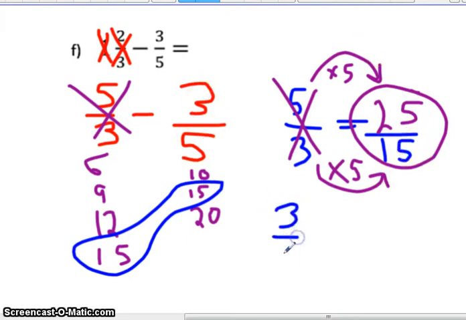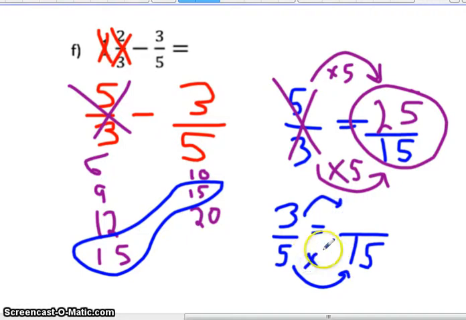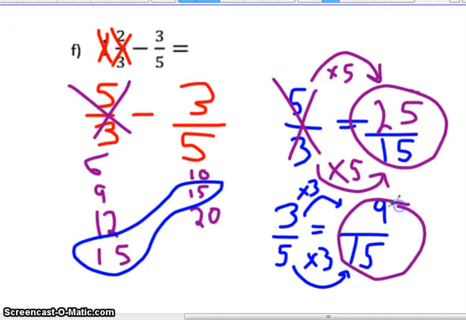We got to turn him into something with 15ths on the bottom. And in this case, let's see. Since they're equivalent, that's why we can do this, by the way. The equivalent fractions enable this. 5 to get to 15 is times 3. So 3 times 3 is 9. 9/15 is the second fraction. So cross him out, cross him out. So really, it's 25/15 minus 9/15.